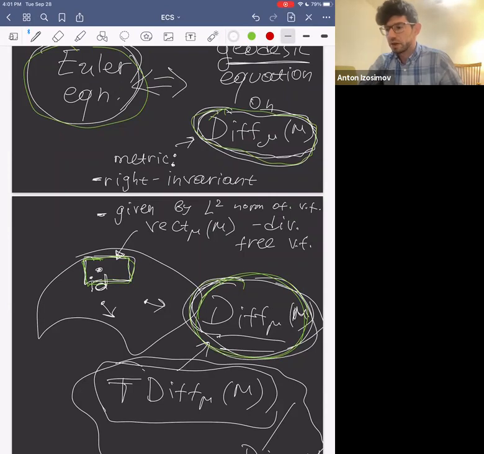And the fact that volume preserving diffeomorphisms form a group on the infinitesimal level translates to the fact that the Lie bracket of two divergence-free vector fields is again a divergence-free vector field. That's just an infinitesimal expression of this thing being closed under composition.